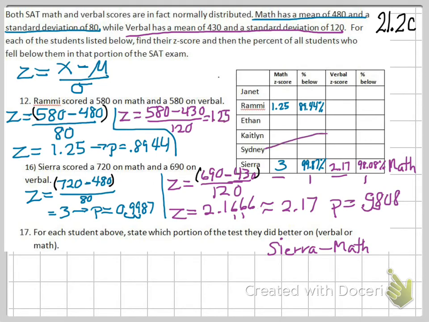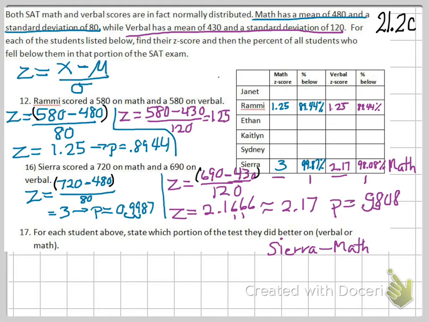Here we go. Rami's verbal z-score, 1.25. And I don't feel the need to go look this up on the table when it's the same z-score as here. So again, I get to write down 89.44%.